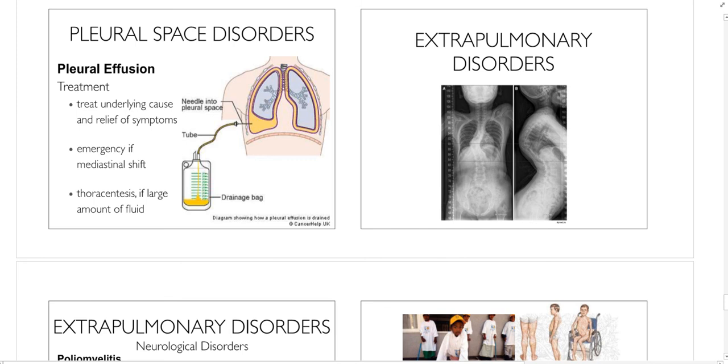So extrapulmonary disorders come from issues with the chest wall, or with the neural impulses that are sent to the lungs to breathe via the muscular contractions. As you can see here, this is a person that suffers from very severe scoliosis and kyphosis and lordosis, it looks like. And so their rib cage is not in a position like this to allow for full expansion and full exhalation.